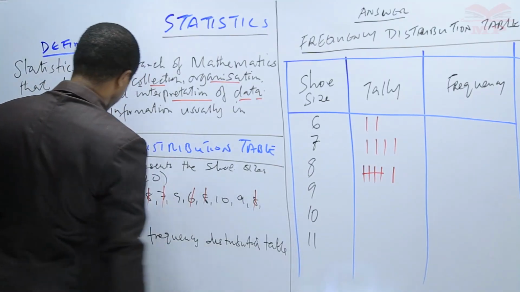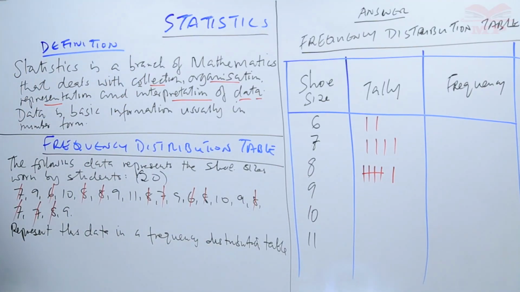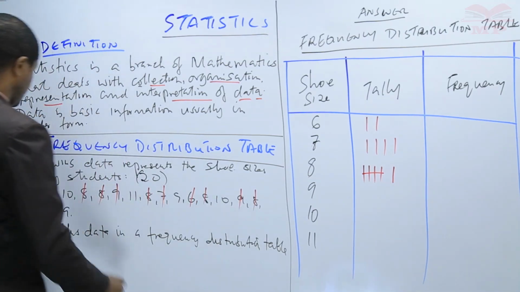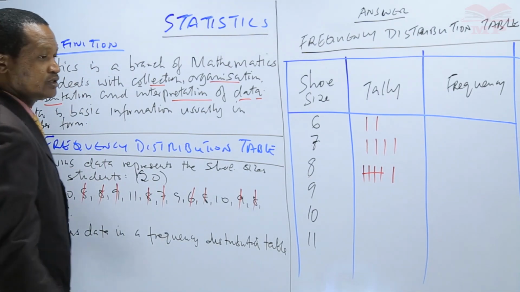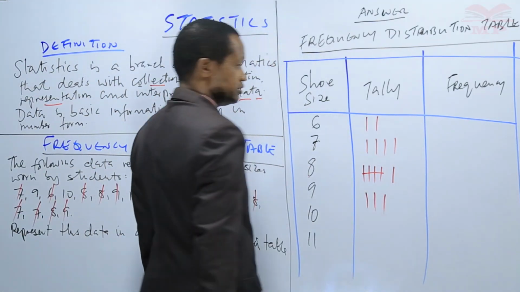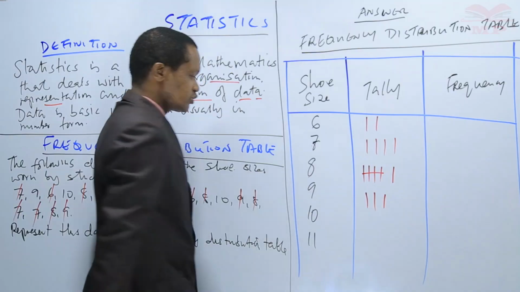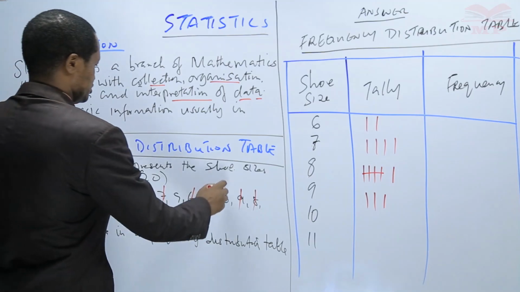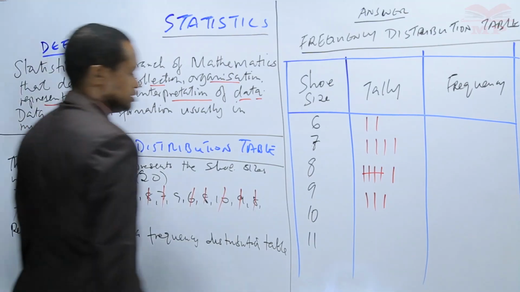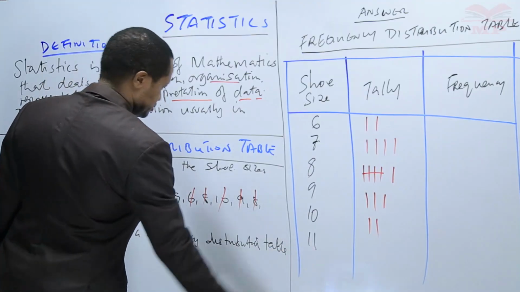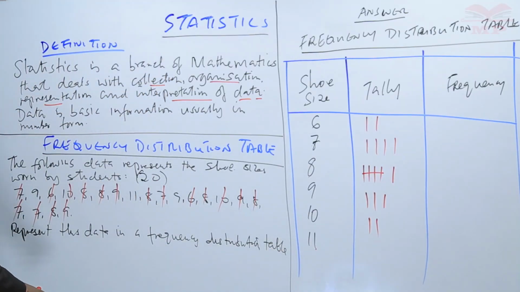Shoe size number 9 was worn by how many students? 1 student, 2 students, 3 students, 3 strokes. 3 what? 3 strokes. Number 10: 1 student, 2 students, 2 strokes. Number 11, how many students?